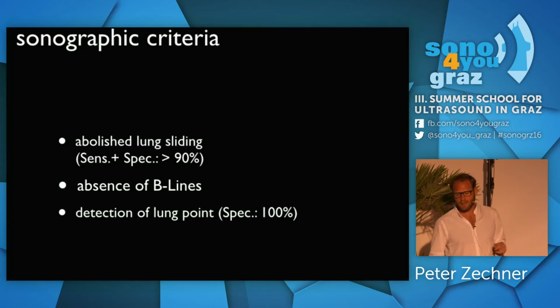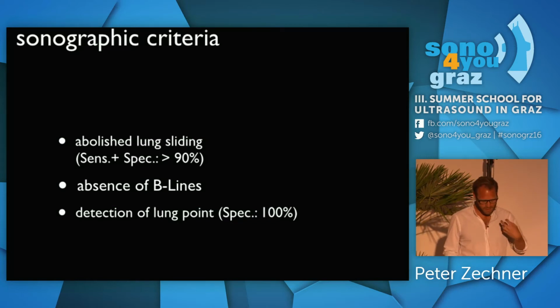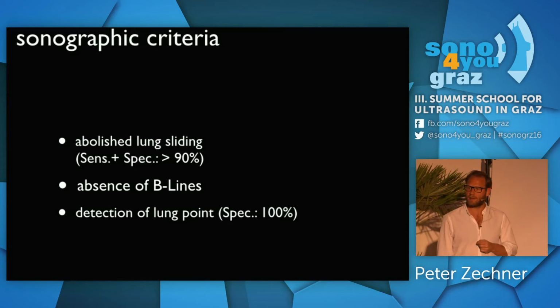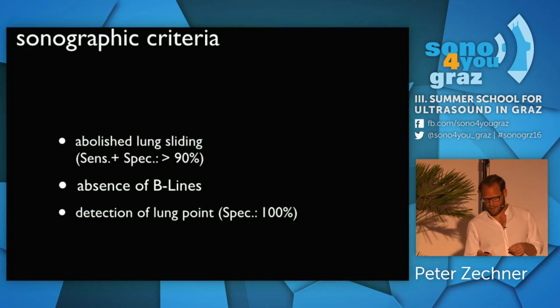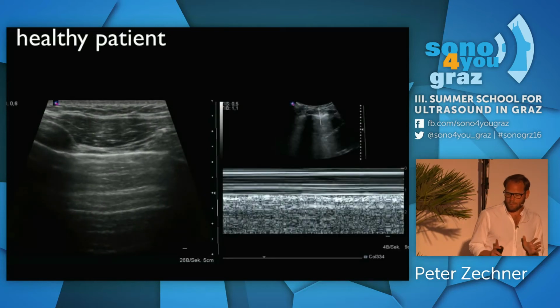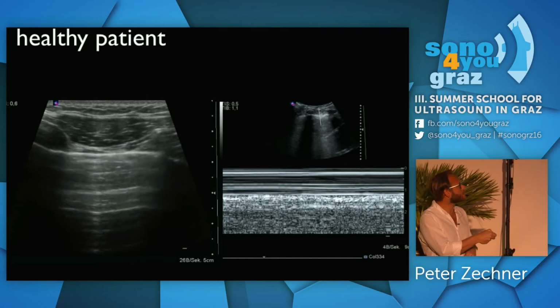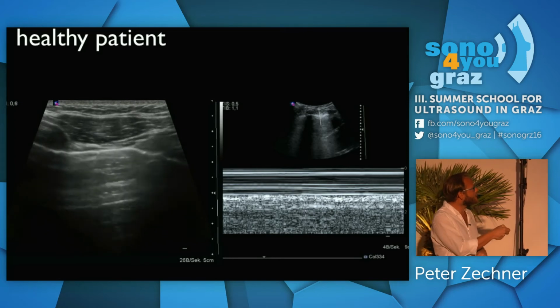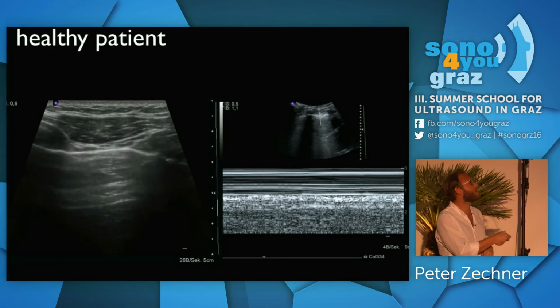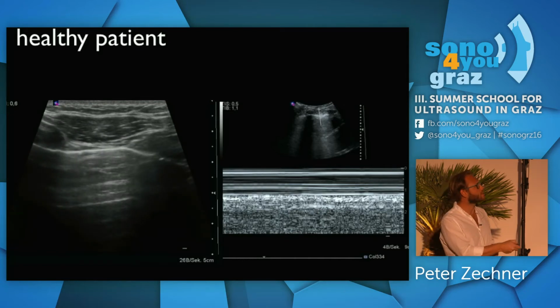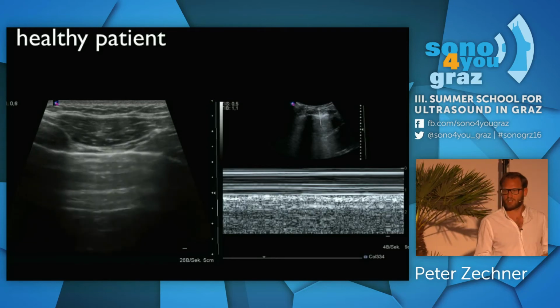And in some cases, we can detect a point or a sonographic finding that's more or less 100% specific for the diagnosis of pneumothorax. That's the so-called lung point. What is meant by the lung point, I will tell you later, okay? Here, just a repetition of a healthy patient. We see pleural sliding, lung sliding here in the pleural line. We see the reverberation artifacts, but definitely the points are moving left and right. And on M mode, we see the typical seashore sign.